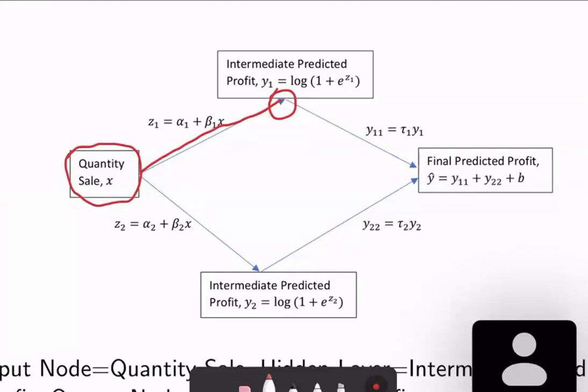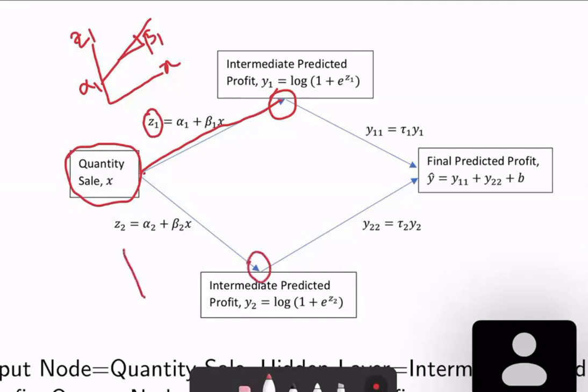So how do you do it? You make a linear function. Linear function means based on quantity sold X, you are making a variable Z1. This Z is not available in the data, and you cannot estimate Z at this moment, but think that there is a Z, and that predicted line has intercept alpha 1 and the slope is beta 1. Here, it gives another signal to another hidden node.